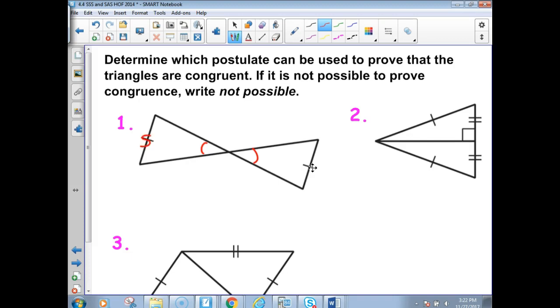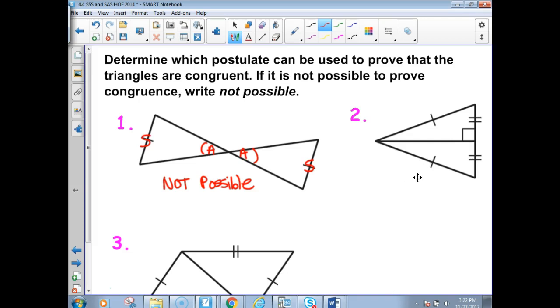So you've got a side and a side. Okay. You've got an angle and an angle. Have we talked about anything that is just SA? So this is not possible. You can't add in anything that is not a fact that is congruent. It is a fact that vertical angles are congruent. All right, so that one's not possible.